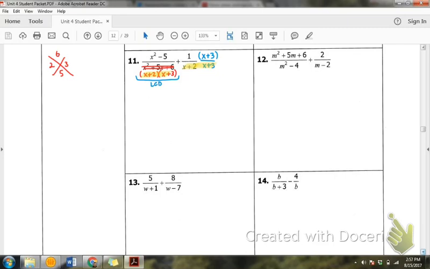Okay, so the first fraction isn't going to change. It's just x squared minus 5 over LCD. The second fraction we're going to have to distribute that 1, right? So that's going to give me x plus 3. So now that I have the same thing, I can write it once, right? So x squared minus 5 plus x plus 3. I'm just writing it all over one big LCD.